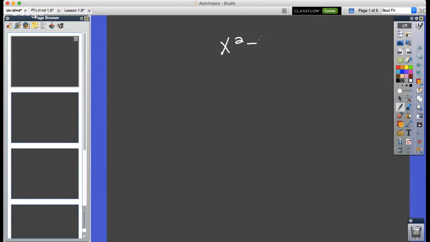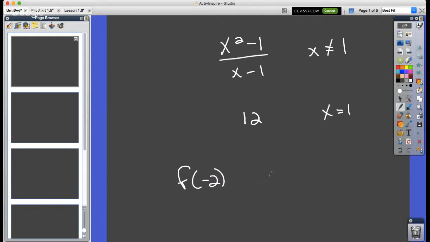we have one where it's (x squared minus 1) over (x minus 1). That's 12. I know it's kind of weird. But this one says x is not equal to 1, and this one is x is equal to 1, okay? All right, so let's see. We've got a couple of these. Now we have f of negative 2. What does negative 2 represent? X. Good. Nicely done. Very good.